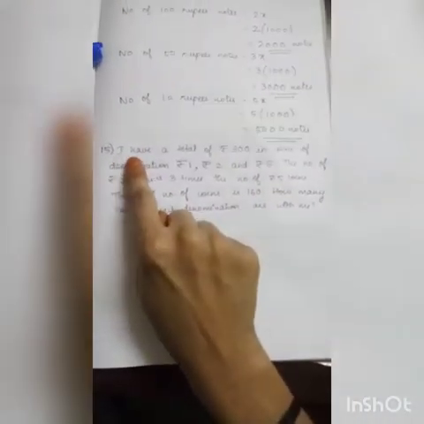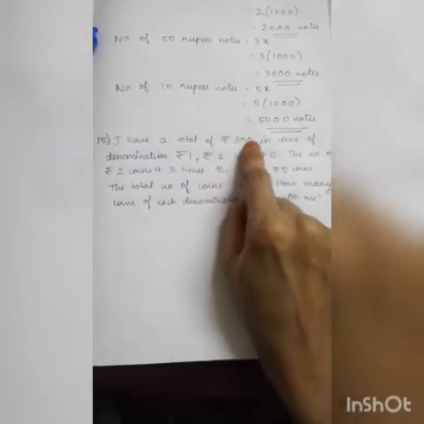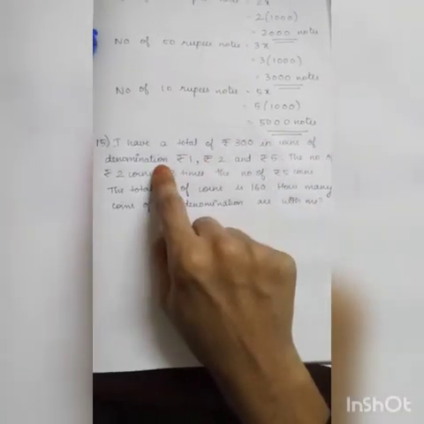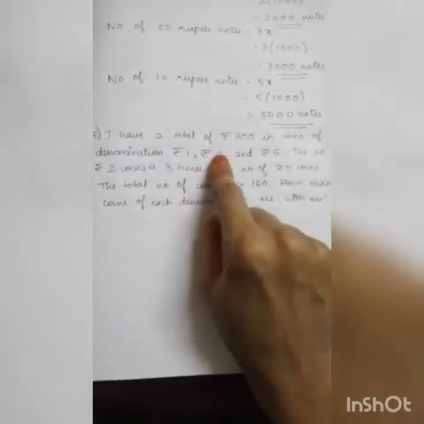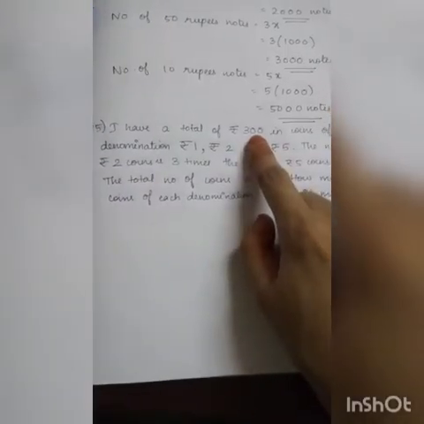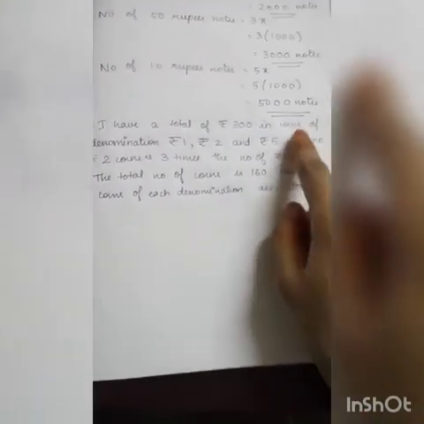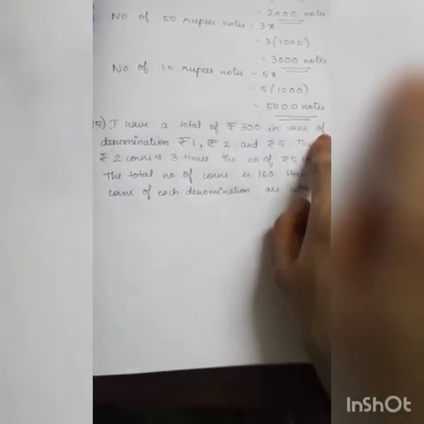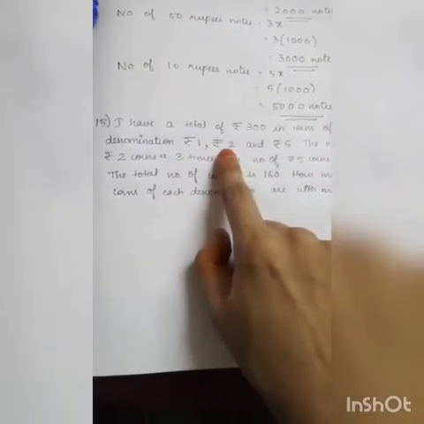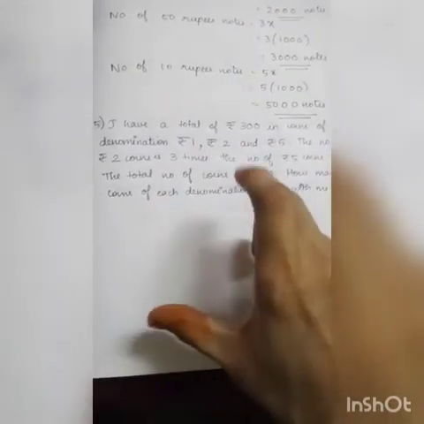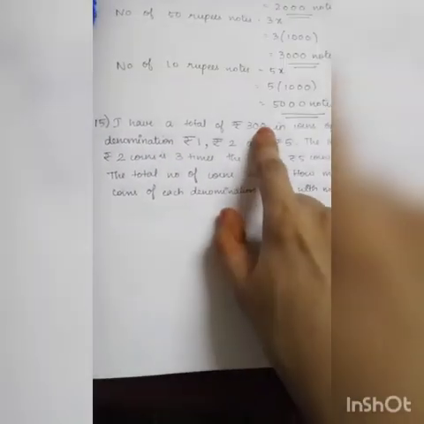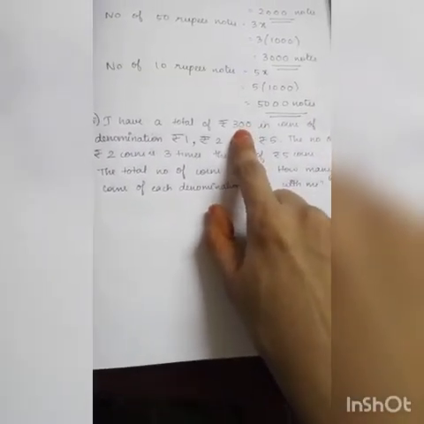Next is your 15th question. What is the question given? I have a total of rupees 300 in coins of denomination rupees 1, rupees 2 and rupees 5. Actually, how much money do I have in my hand? I am having rupees 300 in my hand, that too in coins, not notes, children. There are 1 rupee coins, 2 rupee coins and 5 rupee coins, but totally if I calculate all the coins, I get rupees 300.